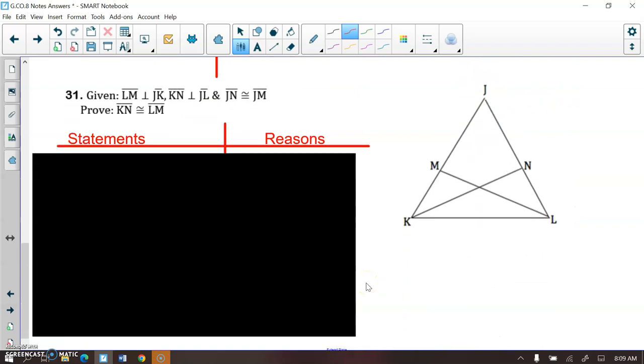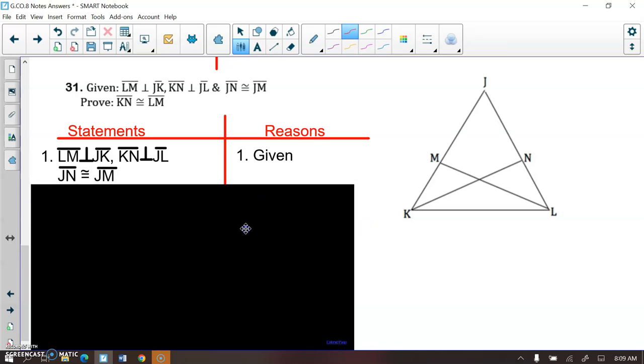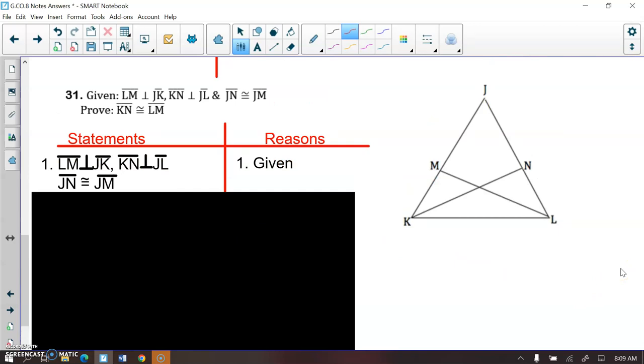All right, we have reached our last one of this video. So we have a couple of pieces of information here. We have that LM is perpendicular to JK. I have KN is perpendicular to JL. I also have JN and JM congruent. Okay. So from here, and maybe actually, since I'm dealing with JM and JN that way, I'm going to mark the right angles here.